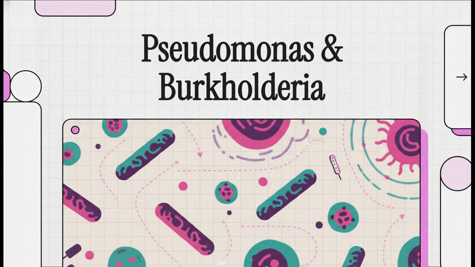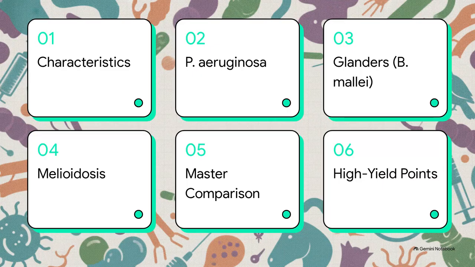Today, we're diving into 3 of the most cunning and, frankly, dangerous pathogens you'll ever encounter in veterinary microbiology. We're talking about Pseudomonas aeruginosa, Burkholderia mallei, and Burkholderia pseudomallei. We're going to break down the exact microscopic mechanisms these bacteria use to cause disease. But more importantly, we're going to figure out how to definitively tell them apart when you're faced with a real clinical case. Here is our roadmap for this explainer.